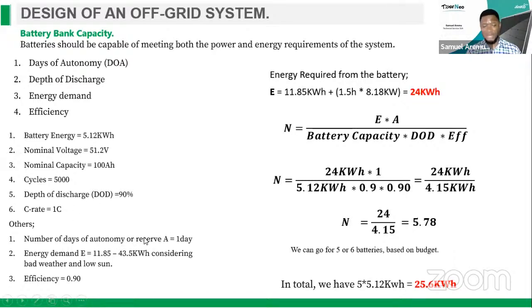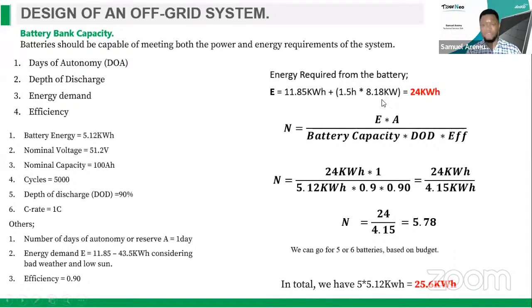Then what are the other values we need? One is the DOA. I'll be using 1 day. Like I said in my previous webinar, sometimes we have bad weather or low sun. At that time, we don't want to lose power. So we want our battery also to cover for low sun or bad weather. So we'll also be sizing our battery to cover for a drop in energy produced from the solar panel.